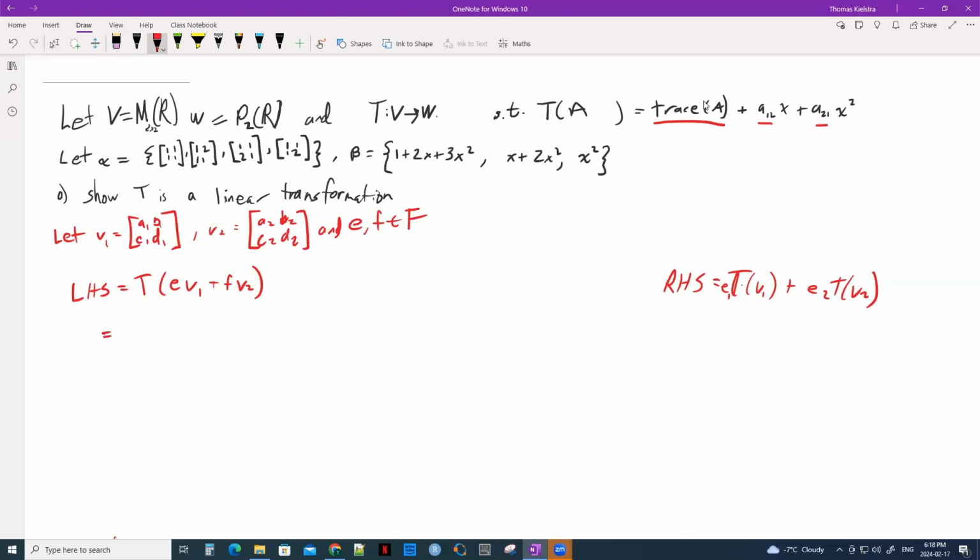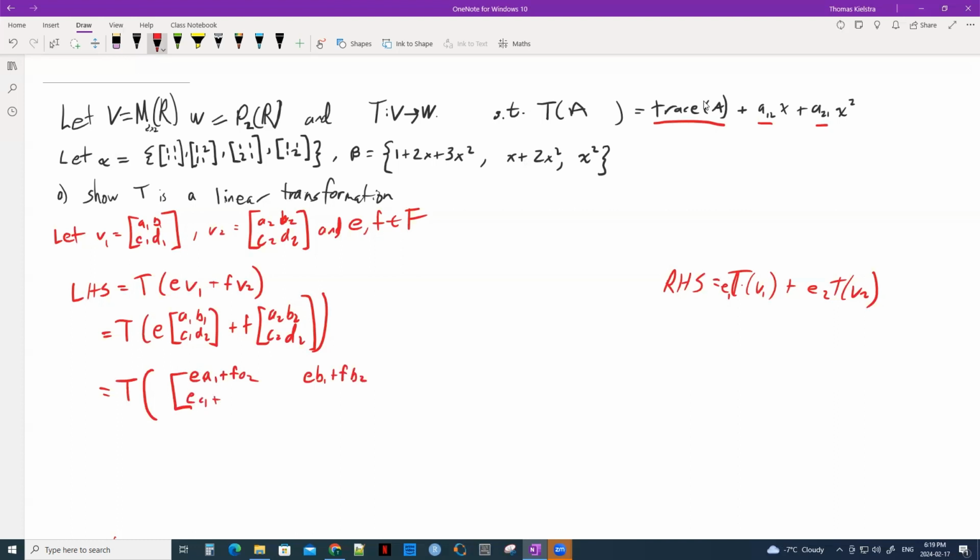So here for the left-hand side, we get T of E times the matrix A1, B1, C1, D1 plus F times the matrix A2, B2, C2, D2. And this is equal to T of, if I apply the multiplication and addition, EA1 plus FA2, EB1 plus FB2, EC1 plus FC2, and ED1 plus FD2.